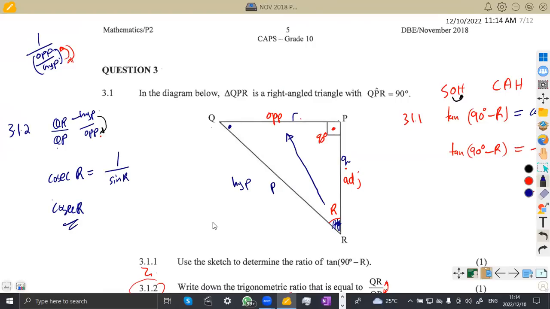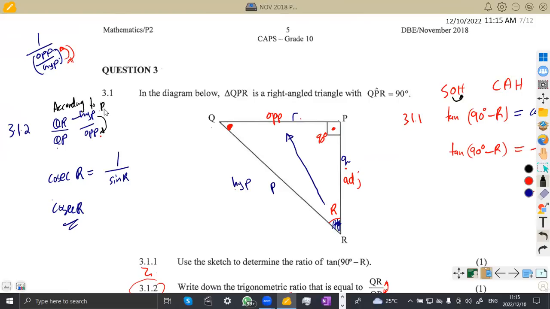Like I said, it depends on which direction you are taking it from. Are you taking it from R or from Q? If you are taking this from Q, this is Q. According to Q, QR is not going to change. QR is going to remain as the hypotenuse. So that was according to angle R.